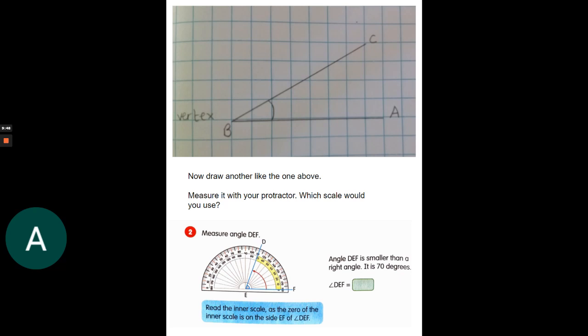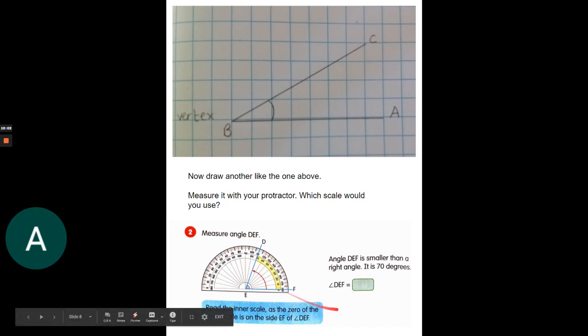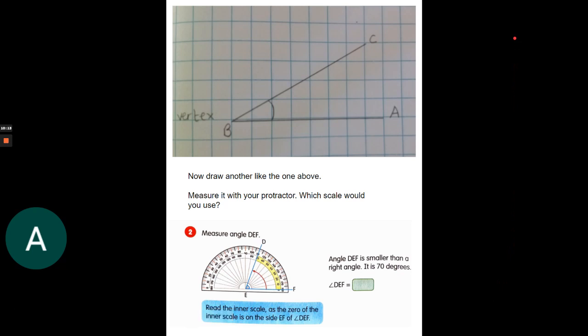It's 70 degrees because we can read the scale, and we use the inner scale because E and F sits where the 0 is. Okay, let's recap that for you. We read the inner scale as the 0 of the inner scale is on the side EF. Okay, it's there. So it is 70 degrees, and we'll just quickly check. Yep, 70.